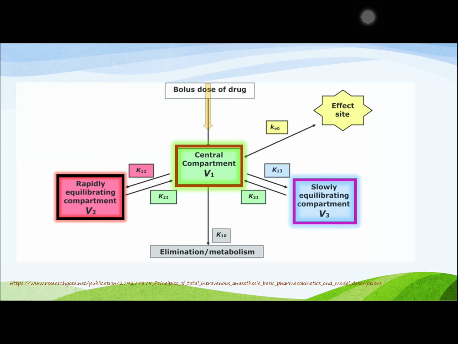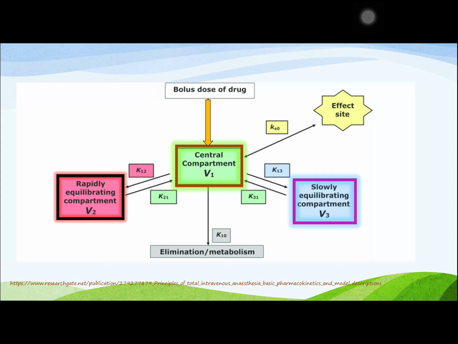In the three-compartment model, we imagine the body as having a central compartment, V1, the blood, a rapidly equilibrating peripheral compartment, V2, the lungs, and a slowly equilibrating peripheral compartment, V3, again, the fat and the skin. A bolus of a drug is injected into the central compartment.